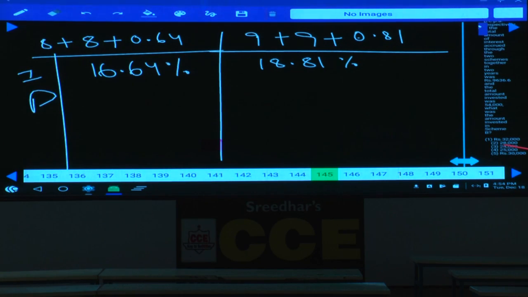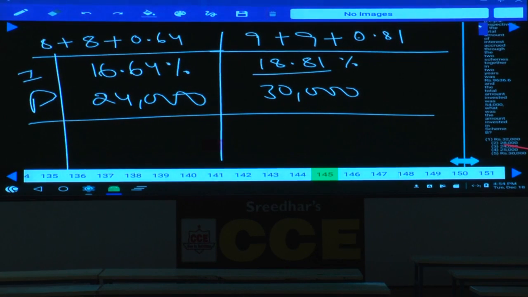Now, your question is about the principal. Principal in the second case, correct? Investment B is what was asked. Right. Now, let me take an easy number, easy to calculate. So, let me take 30,000. The other value is 24,000 because the total investment is 54,000. Got it? Right. Now, 1881.